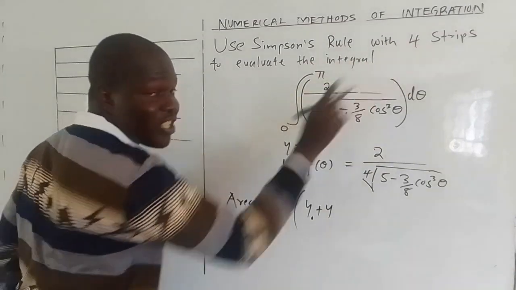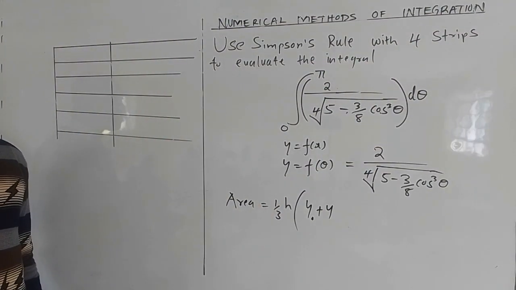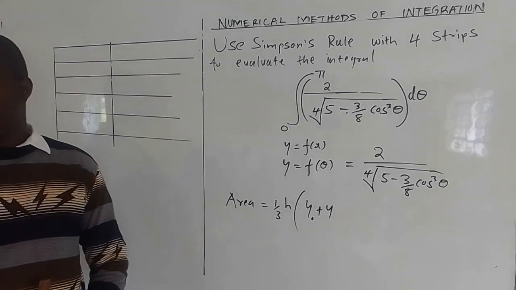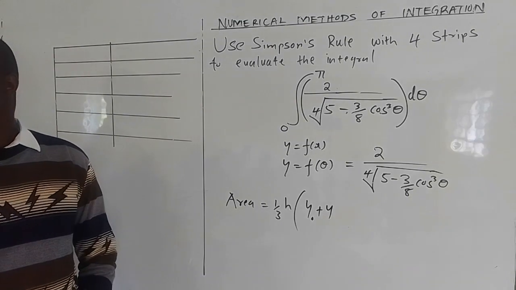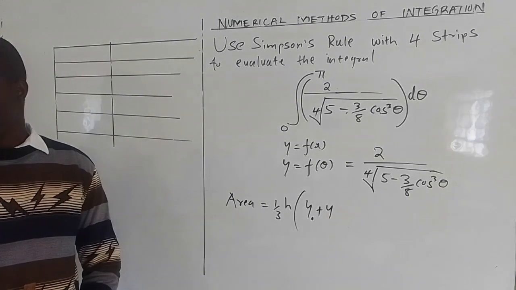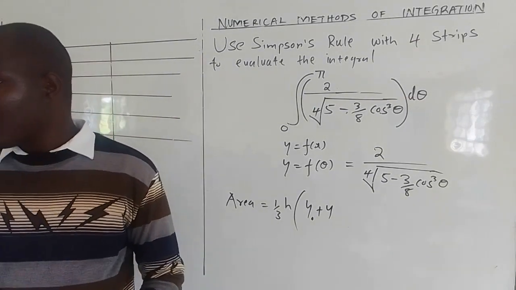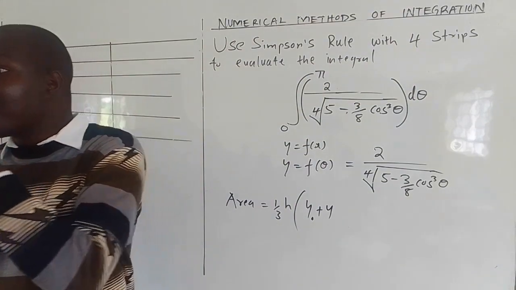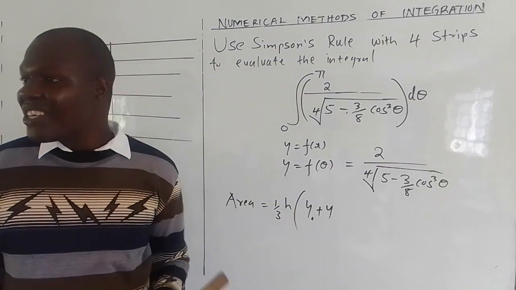See, you are told to use 4 strips. The number of strips is how many ordinates? It is going to be y4. 4 strips means y4. The number of strips means you have 5 ordinates, isn't it? In the trapezoidal rule, the number of ordinates is greater than the number of strips by 1. So 4 strips means 5 ordinates, so the 5th ordinate is going to be y4. The first ordinate is y0.